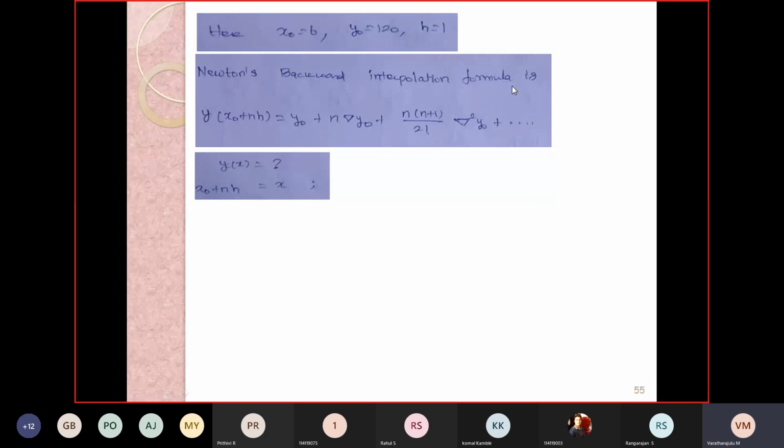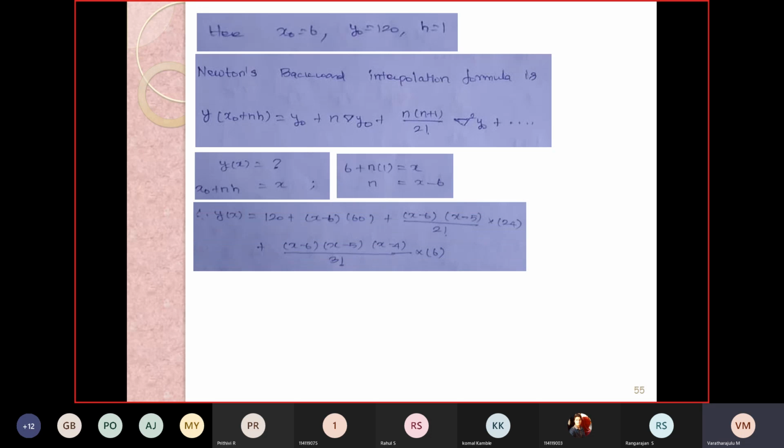And x naught plus n into h is equal to x. Let it be x. And therefore, 6 plus n into 1 is equal to x. Therefore, n is equal to x minus 6. This is what we are going to apply with Newton's backward formula. Therefore, f of x is equal to 120 plus n into the first difference, x minus 6 into 60, plus x minus 6 into x minus 6 plus 1, that becomes x minus 5, divided by 2 factorial into 24. Similarly, x minus 6 into x minus 5 into x minus 6 plus 2, becomes x minus 4, divided by 3 factorial into 6.